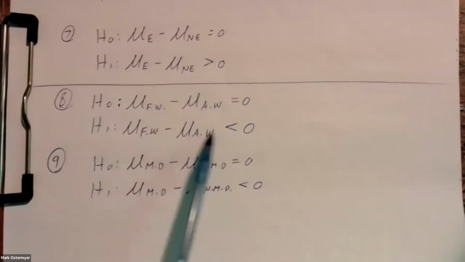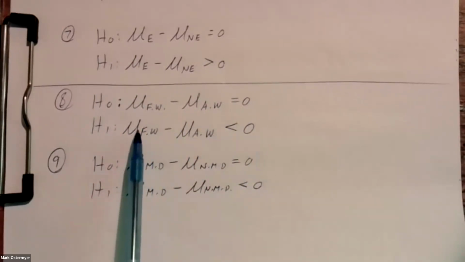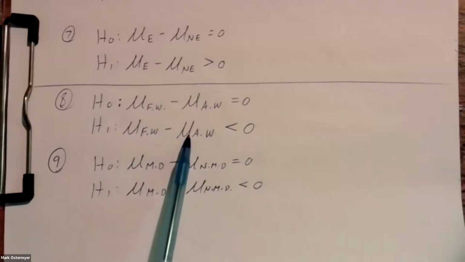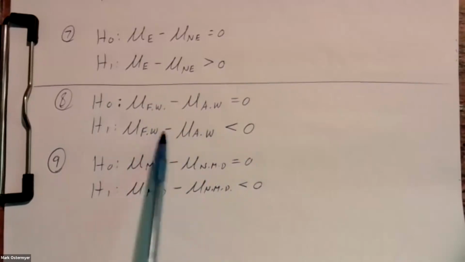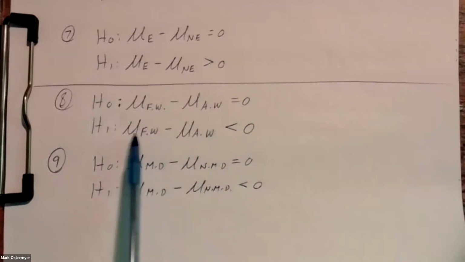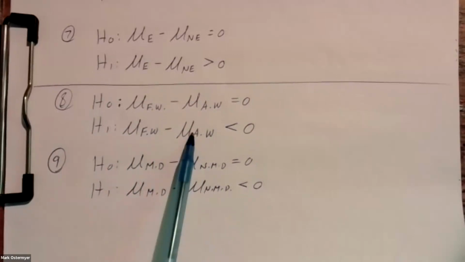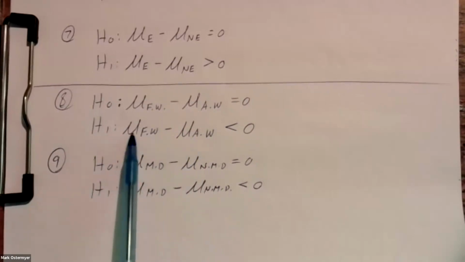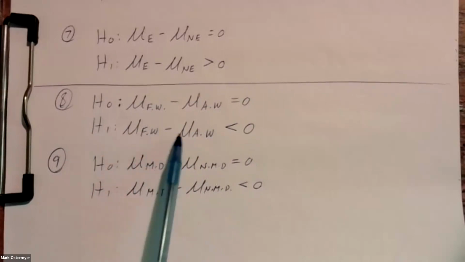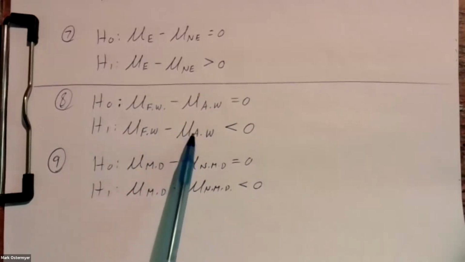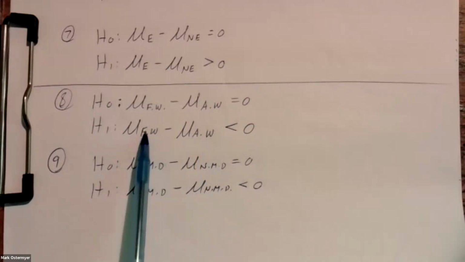To say that this difference is less than zero, and notice you're taking this mean of the four-wheelers, subtracting off the mean of the all-wheel, and to say that this difference is less than zero means that you would also be saying synonymously that this mean is less than this mean. Okay? So the mean MPG of four-wheel drives would be less than the mean of all-wheel drives. That would be the alternative hypothesis statement here.